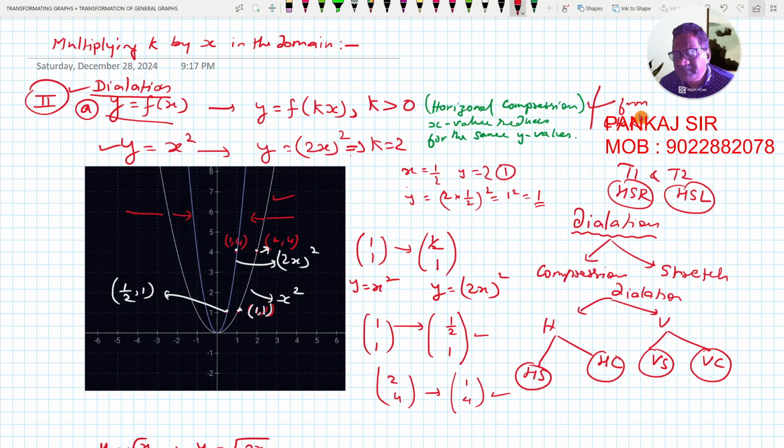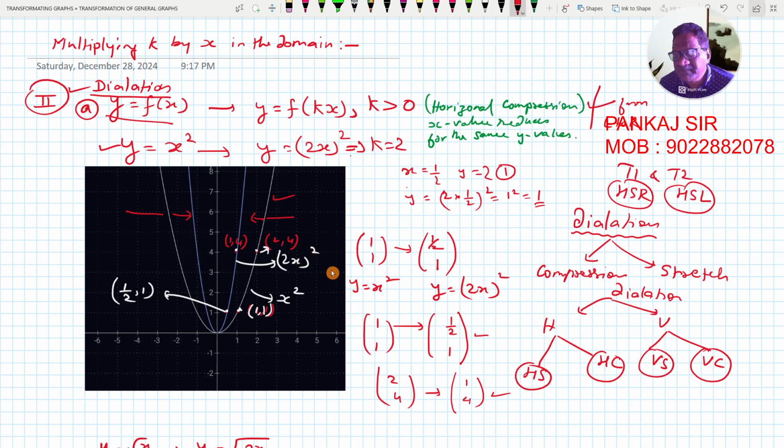So in this example you can see very clearly this white color graph, which is of y is equal to x square, and this blue color graph, which is representing y is equal to 2x the whole square. Now of these two graphs, you can see that the second graph, the blue color graph, has been compressed in the horizontal direction. Fine. So that is how we have to understand this particular transformation.